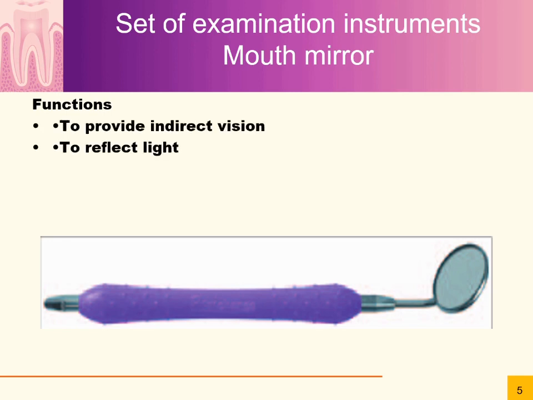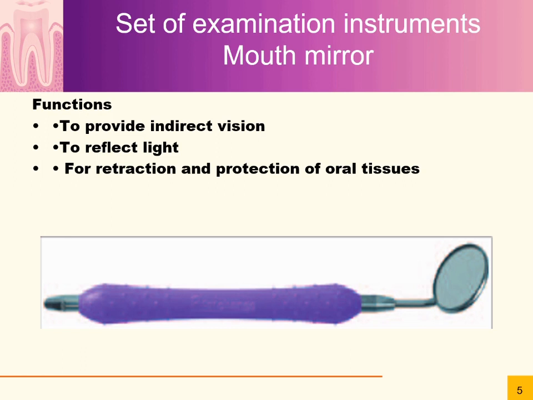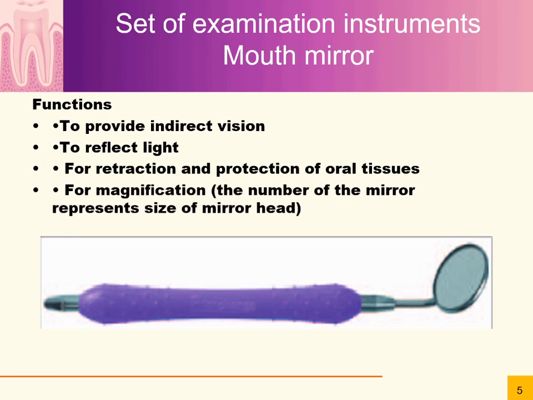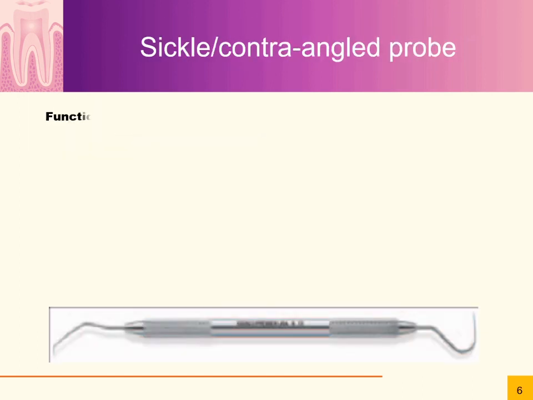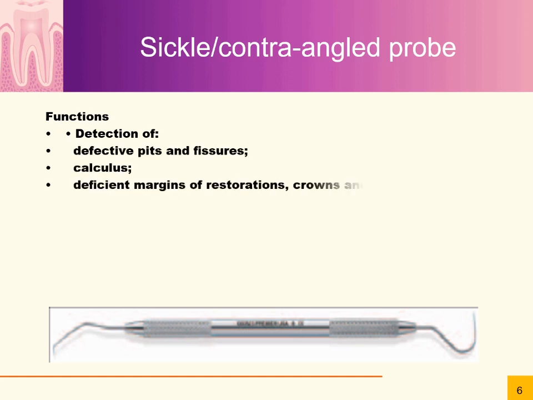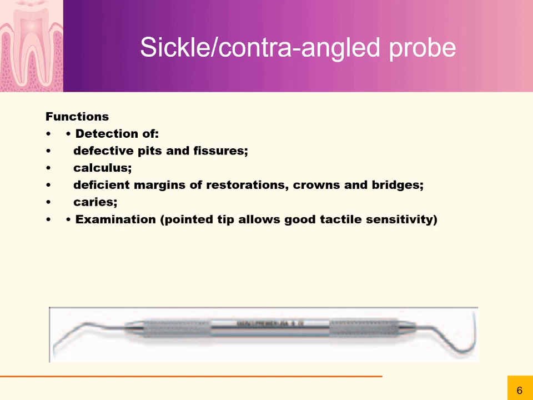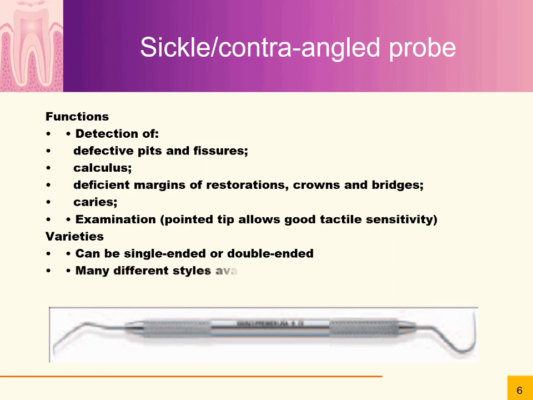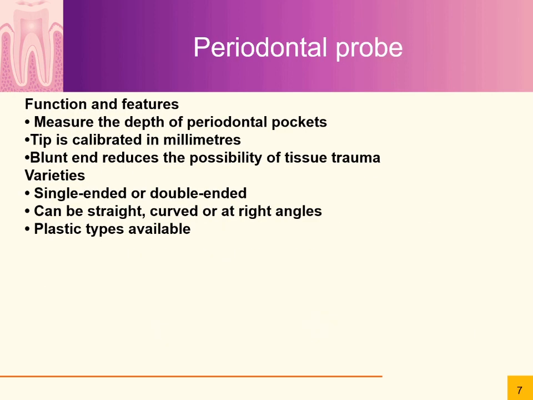Functions: to provide indirect vision, to receive light, for retraction and protection of oral tissues, for magnification. The number of the mirror represents the size of the mirror head. Sickle, contra-angled probe. Functions: detection of defective pits and fissures, calculus, deficient margins of restorations, crowns, and bridges, caries examination. Pointed tip allows good tactile sensitivity. Varieties can be single-ended or double-ended. Many different styles available. Working ends may vary.